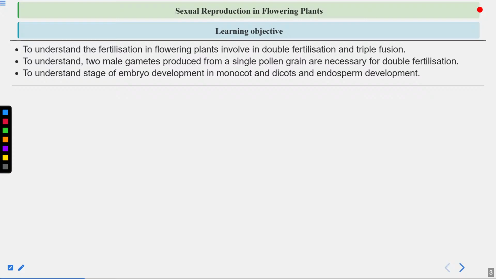And to understand the stage of embryo development in the monocot and dicot and endosperm development. Actually, the result of the first fertilization, that is the syngamy, is the embryo, and the result of triple fusion is endosperm. So we will discuss the embryo and endosperm in a very short form today, but in detail we will discuss the embryo development and the endosperm development in the coming lecture. So in today's lecture we will study about the male gamete, female gamete, as well as the double fertilization.